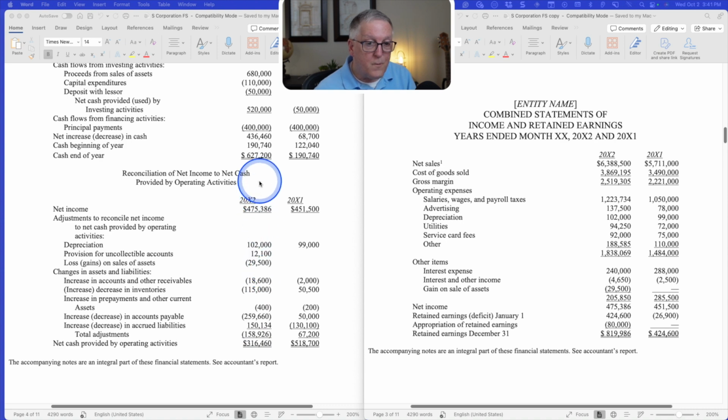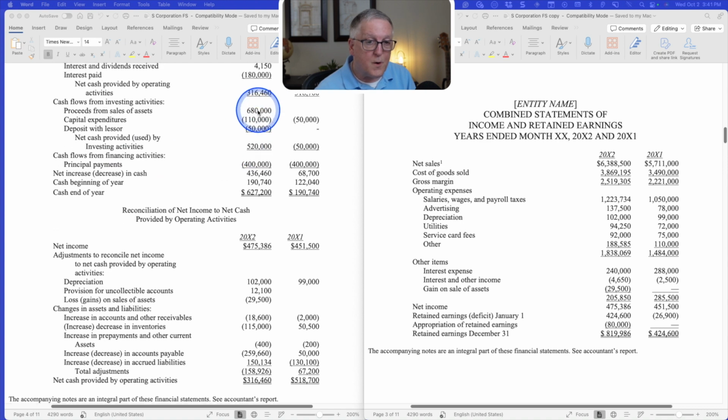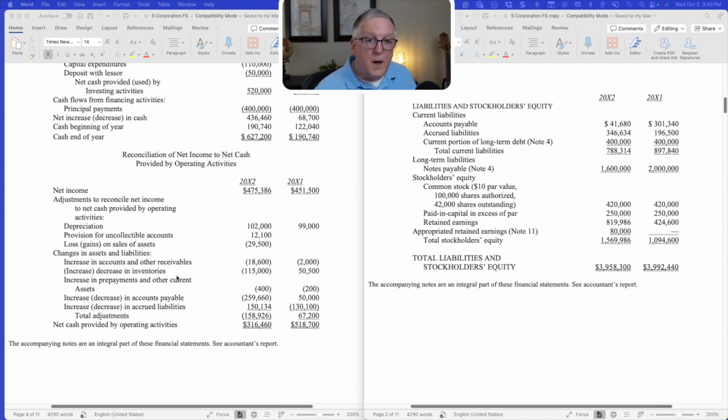So I started with this number, the cash at the end of the year. Then I know what my beginning cash number is. Then I know what financing and investing numbers are. And I backed into this number. Then I'm getting my net income number from the income statement. Okay, once I've gotten to this point, I'm going to add back any non-cash transactions. So depreciation is a non-cash entry.